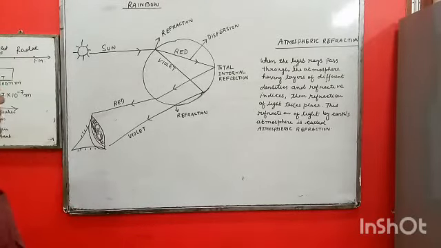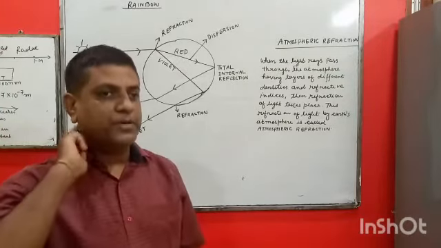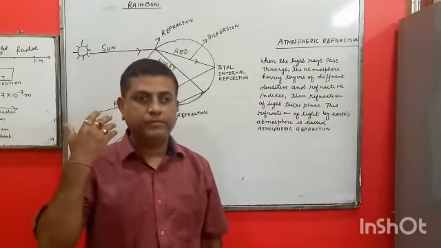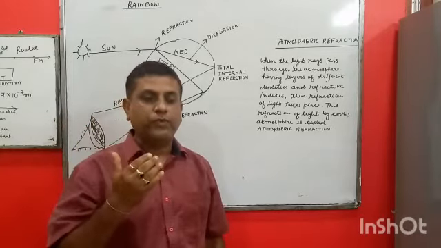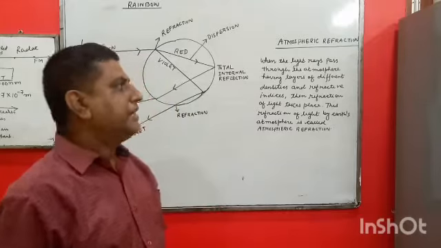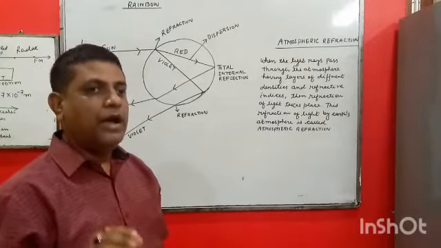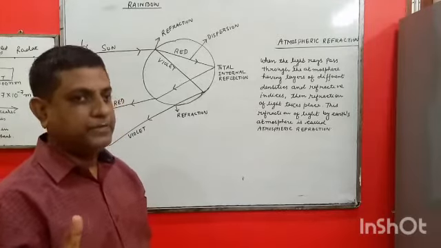Now the condition is what? The condition to see the rainbow: the back of the observer must be towards the sun. That is, a rainbow always forms opposite to the face of the sun. And it can be seen during the shower or after the shower.